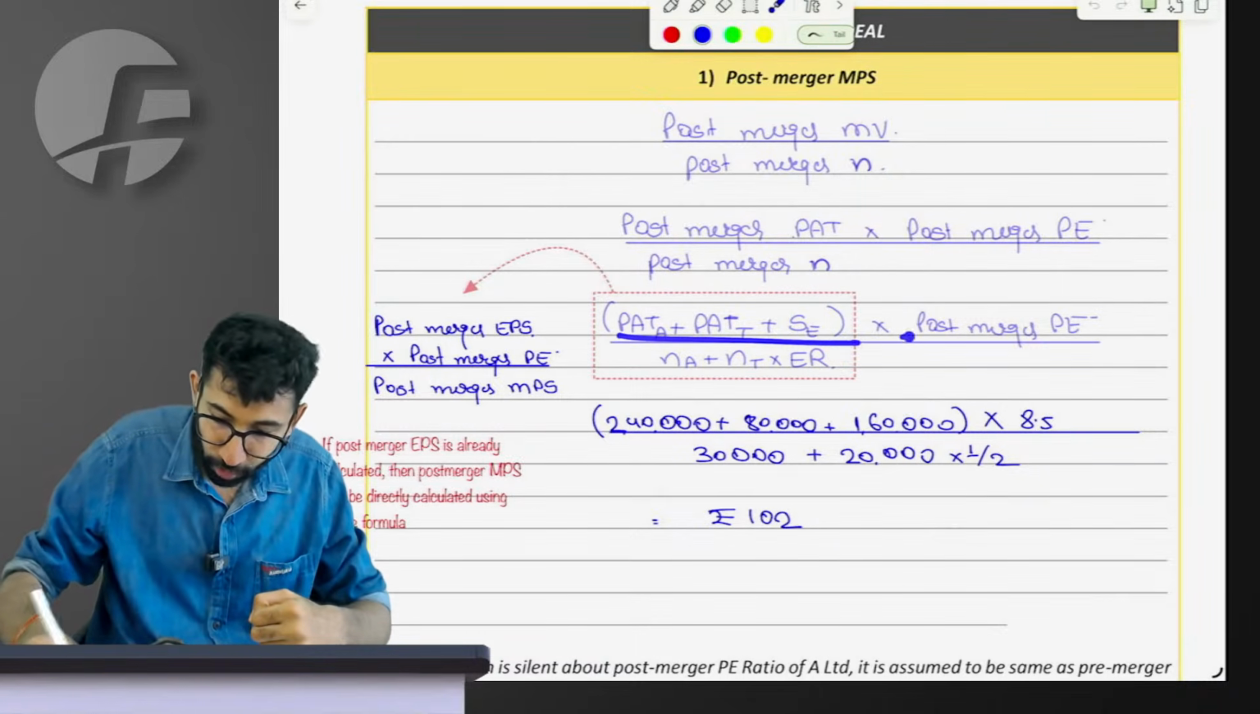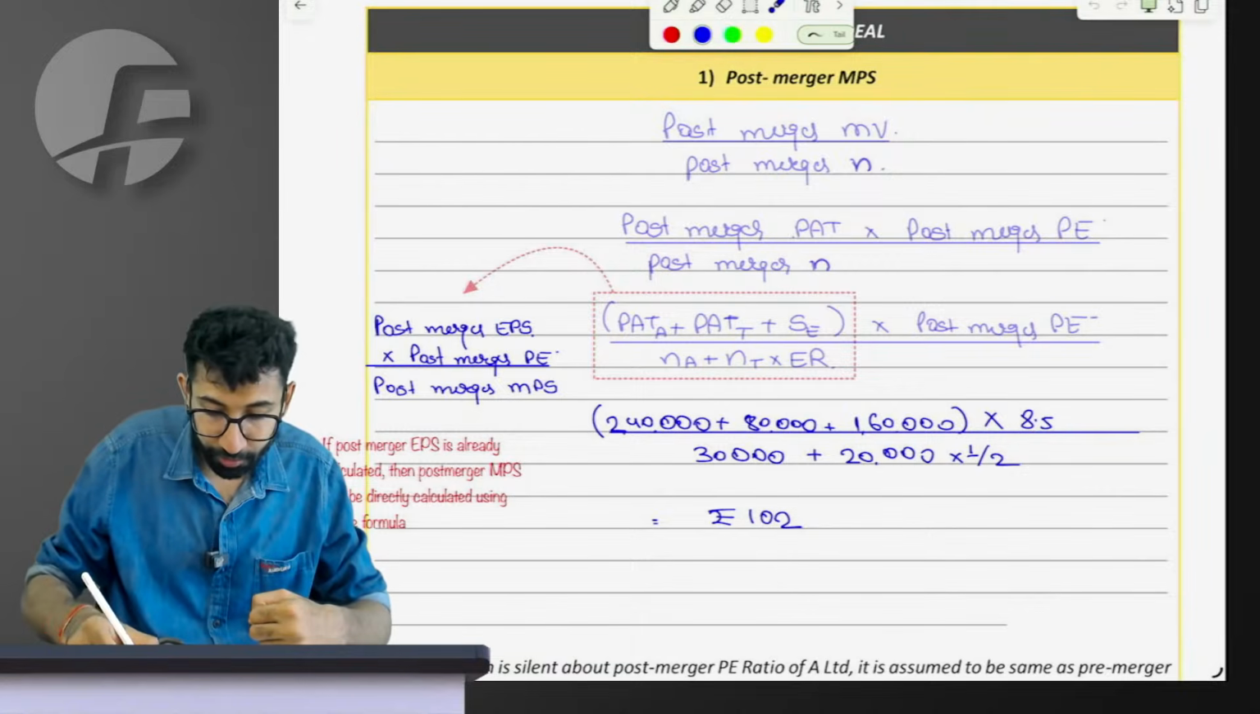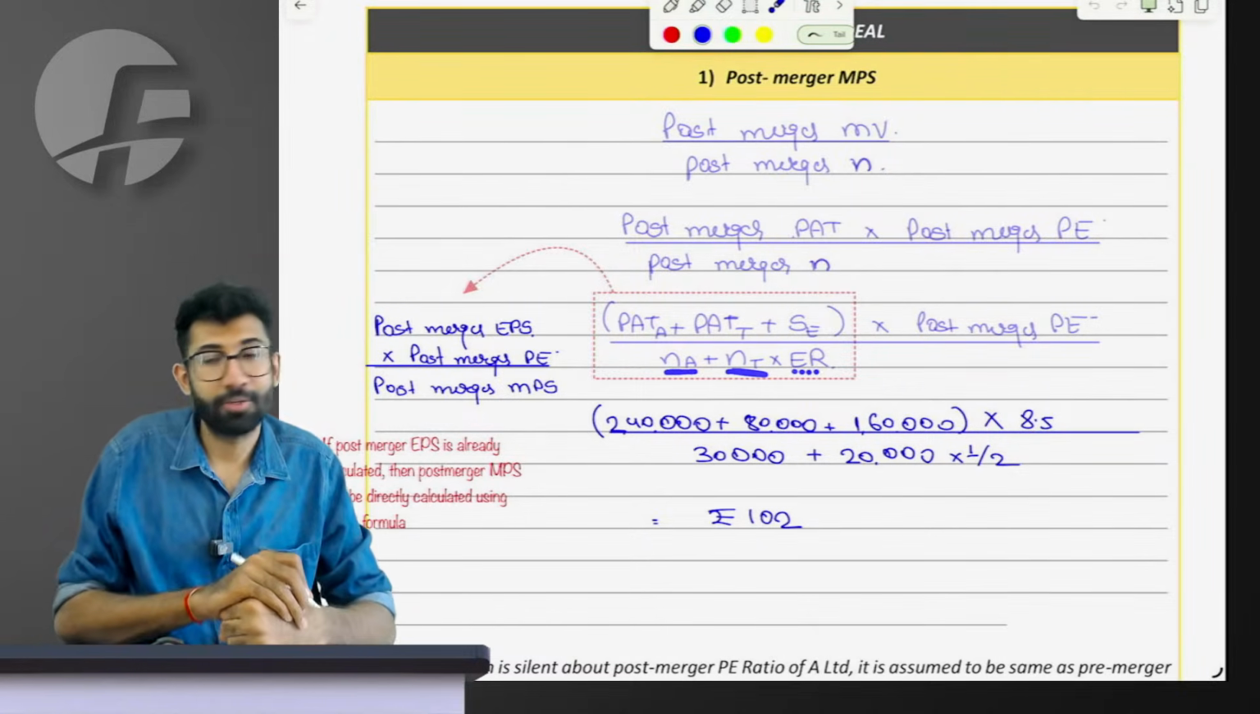Fine. So this into post-merger PE divided by post-merger number of share. What is post-merger number of share? My share plus against your share, I'll give an exchange ratio. That is post-merger number of share.